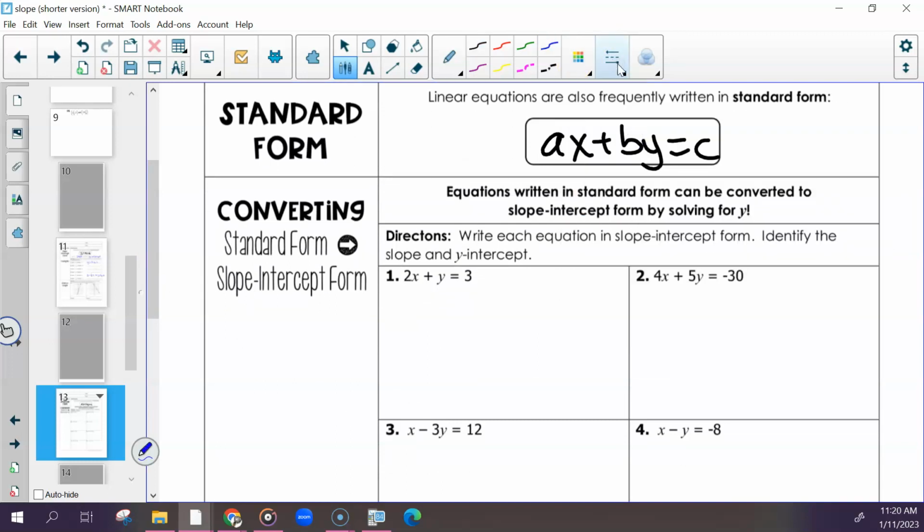So as we are converting this back to slope-intercept form, we are trying to get y by itself, moving everything else, so that it is back in our slope-intercept form, y equals mx plus b.